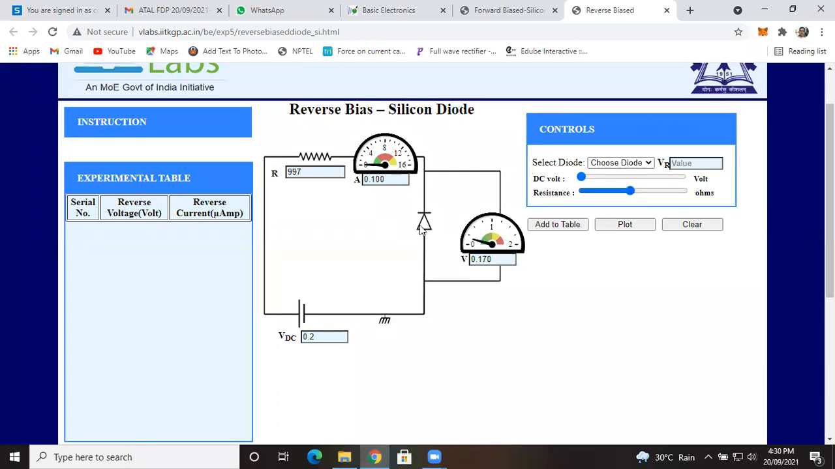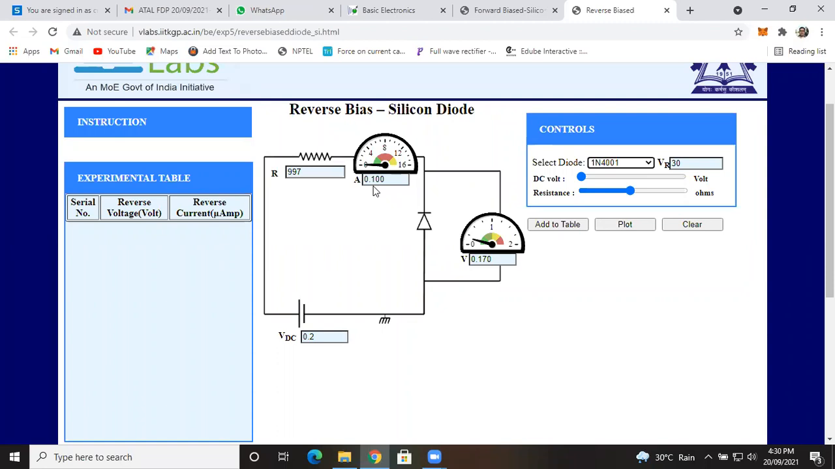Okay, approximately 1000. Then I will select the same PN junction diode. So the maximum reverse bias voltage is 30 volts. Now, when the external voltage is 0.2 volt, you will observe a certain value of minority current here.